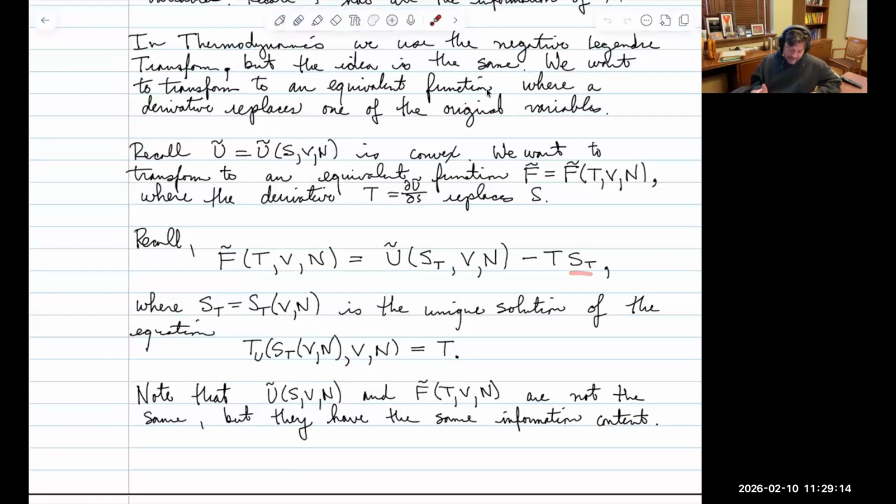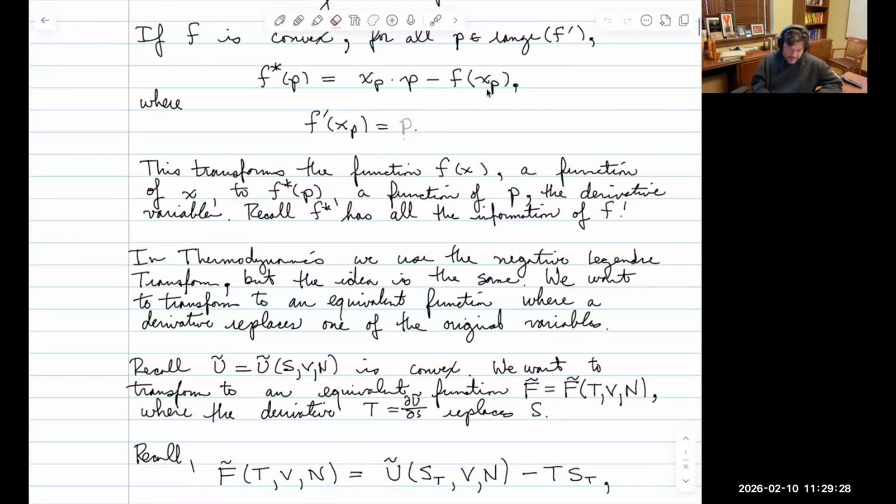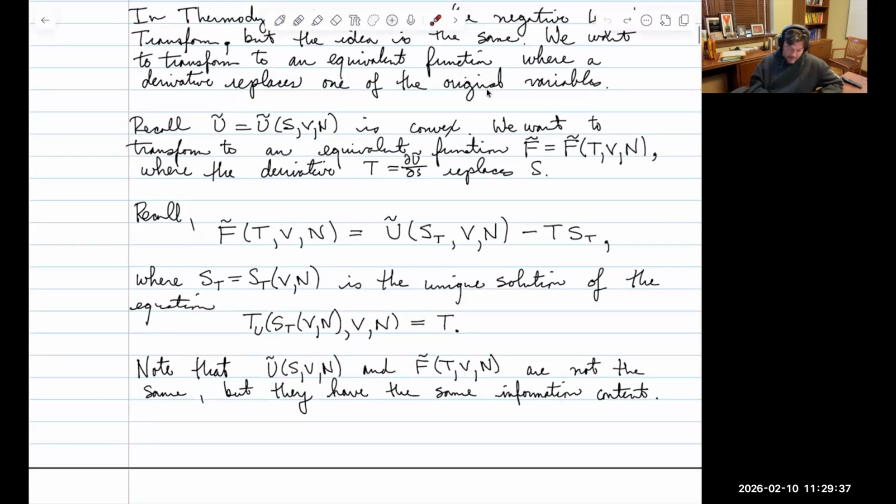It plays exactly, as I said, the same role as xp plays above. Okay? So it's defined through this inversion. This is the derivative value here that we want, and we want to know what x value gives us that derivative value. Same here. This is the derivative value. We want to know what value of the entropy through this function gives us that derivative value. So it's exactly the same thing.